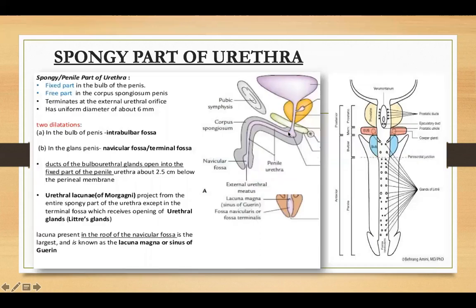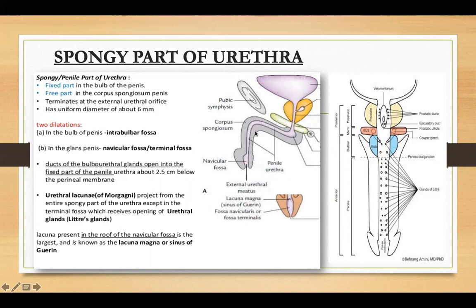Spongy part of the urethra. This is the spongy part of the urethra, also known as the penile part of the urethra. Fixed part in the bulb of the penis. This is the bulb of the penis. So this is the fixed part, and the free part in the corpus spongiosum.